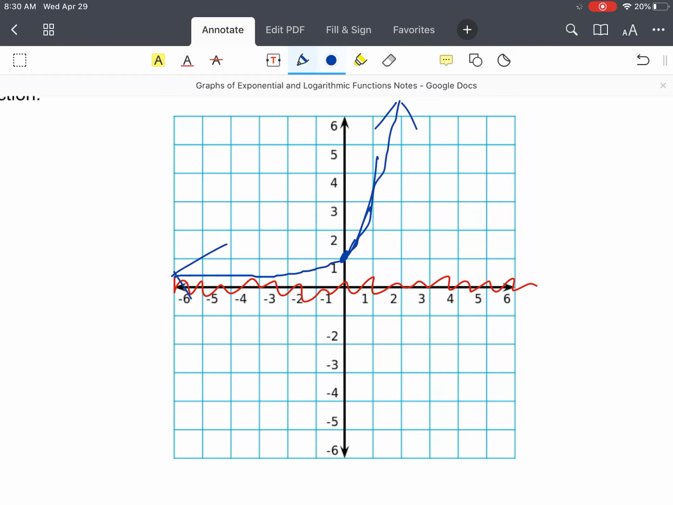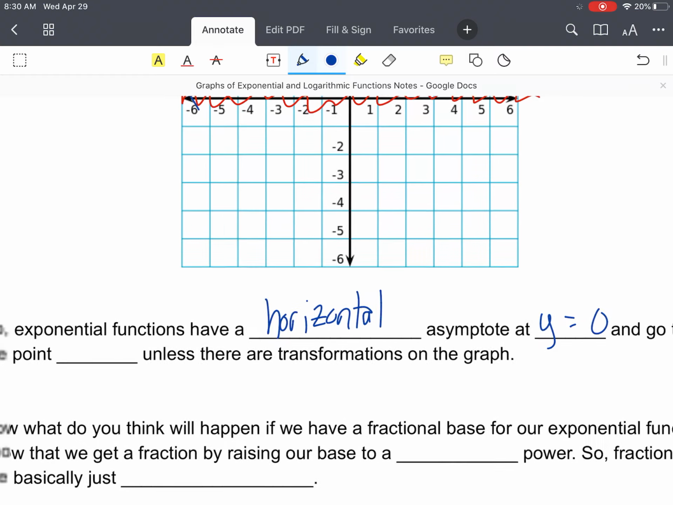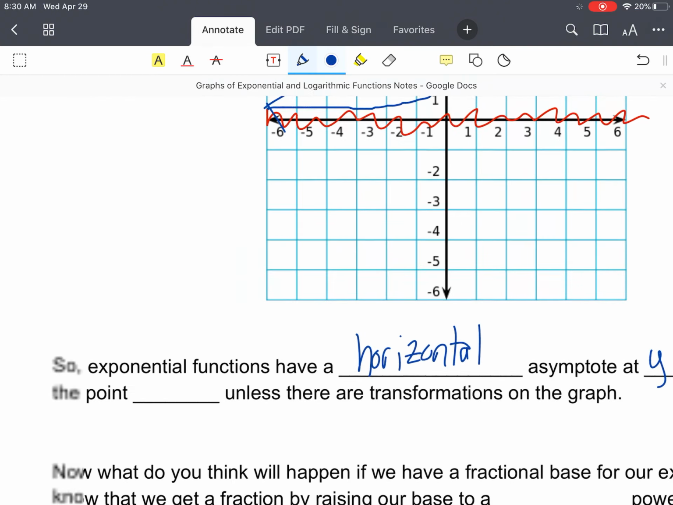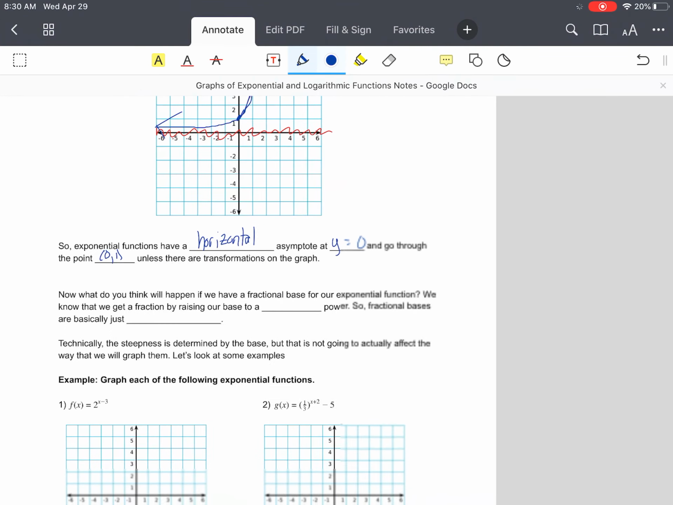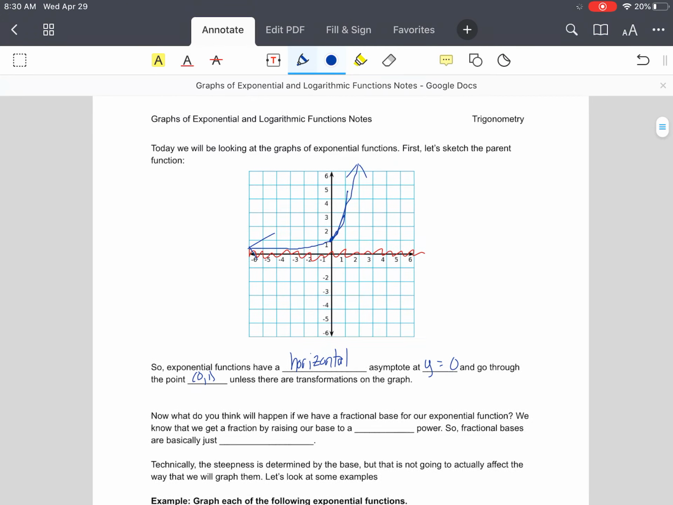But here's the important stuff. You're always going to be moving around and stretching or whatever the horizontal asymptote. So there's a horizontal asymptote at y equals 0. Okay. And it's always, always, always, unless it moves around, going to go through the point 0, 1. All right?